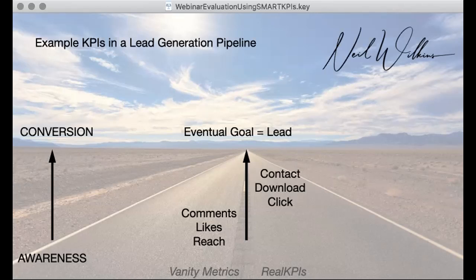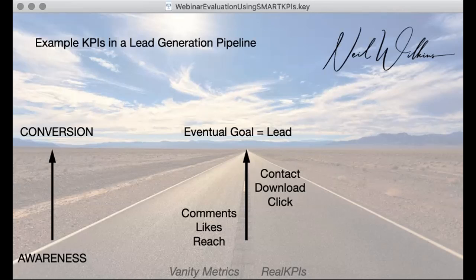When they download something, maybe it's a technical data sheet or a little piece of information or a white paper, something that you've enticed them to come in and download. It could be a voucher, it could be a discount voucher, for example, if this is an e-commerce site. But also, very importantly, contact. They actually make contact, so they're willing to click and commit to the point of the eventual goal, which is we've now got a lead. Those are real KPIs.